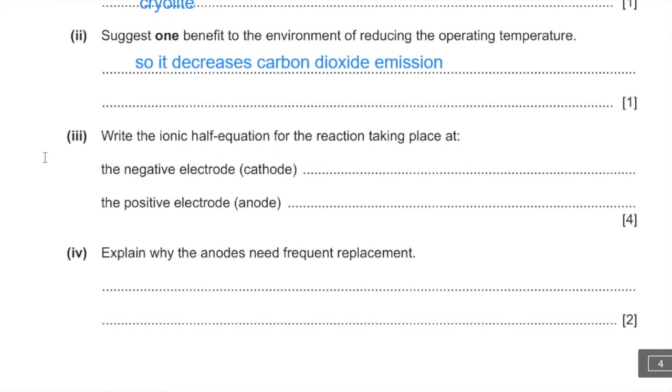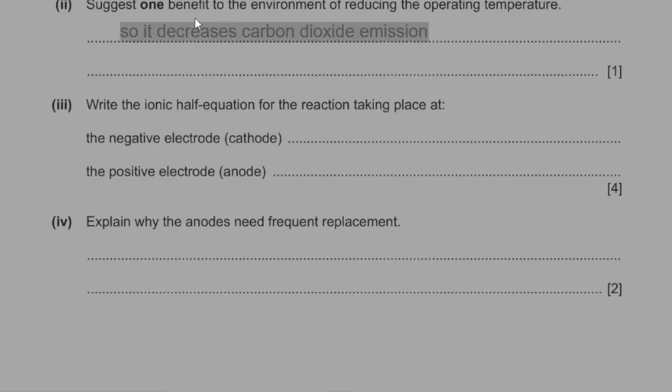3. Write the ionic half equation for the reaction taking place at the electrodes. Alright, so the negative electrode is going to be attracting the positive ion, which is aluminium in this case. Aluminium has a charge of 3 plus, which means it has 3 more protons than electrons, and so it needs 3 electrons to make it a neutral atom. So we'll be adding 3 electrons, and so the 3 negative charges cancel out the 3 positive charges over here, resulting in a neutral atom.